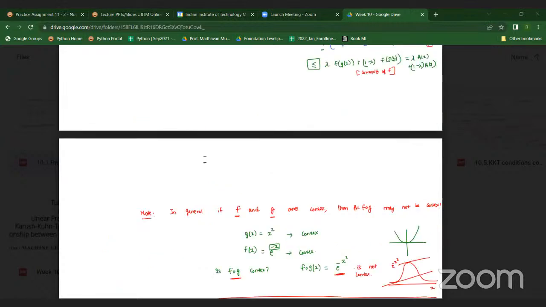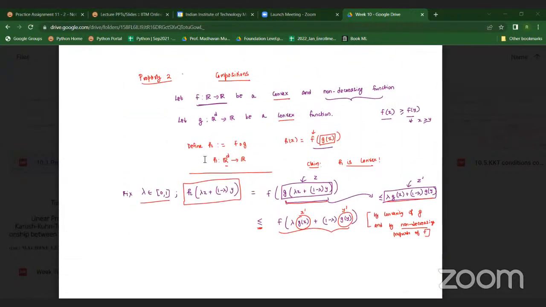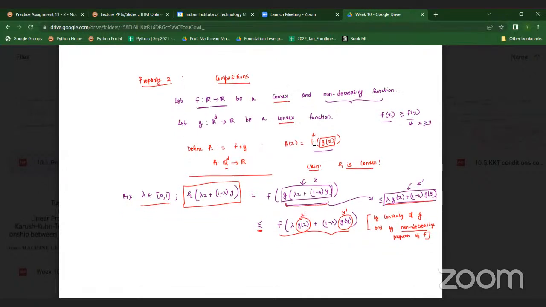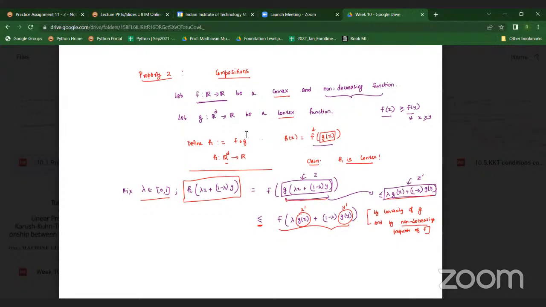So let's say f is a convex function and it is a non-decreasing function. It should be a non-decreasing function, and g is a convex function. Then f of g of x is a convex function. f should be convex as well as non-decreasing. You know what is meant by a non-decreasing function, right? Yes, sir. So in that scenario, f of g of x will be a convex function. The composition h of x equals f of g of x will be a convex function. That is the first scenario.